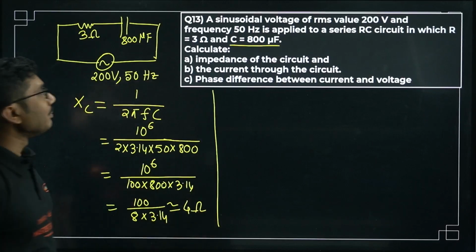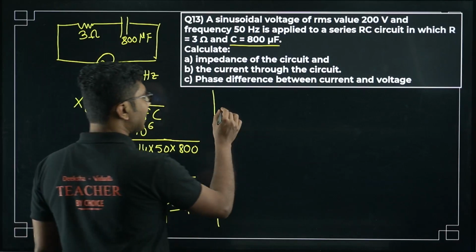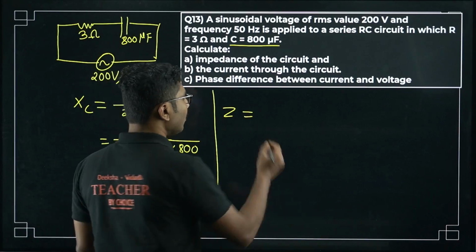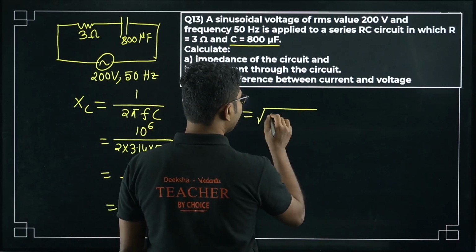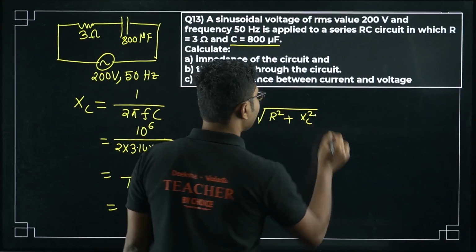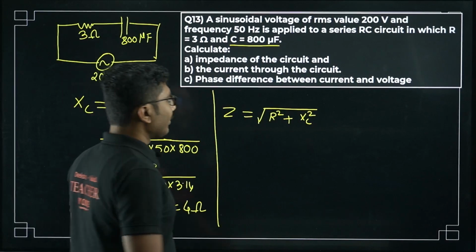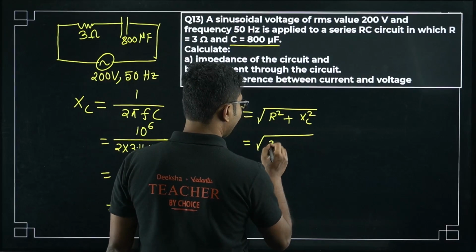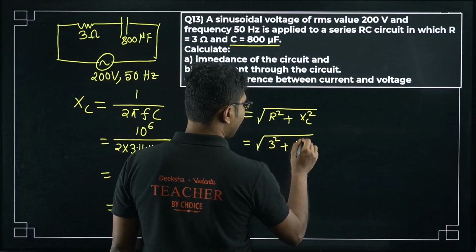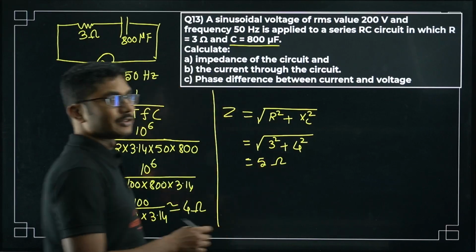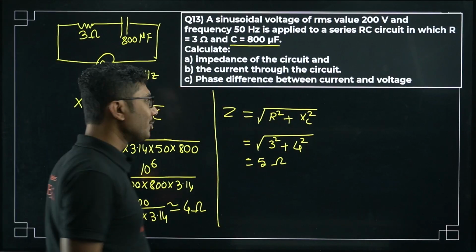Now what is the impedance of the circuit? Now there is no XL here, so either you put XL equal to 0 or you completely ignore XL and you have to use R square plus XC square. Simple. There will always be a square root. Now what is R? R is 3 square, XC is 4 square, so it will be 5 ohm. 3 square plus 4 square, square root is 5 ohm, right?